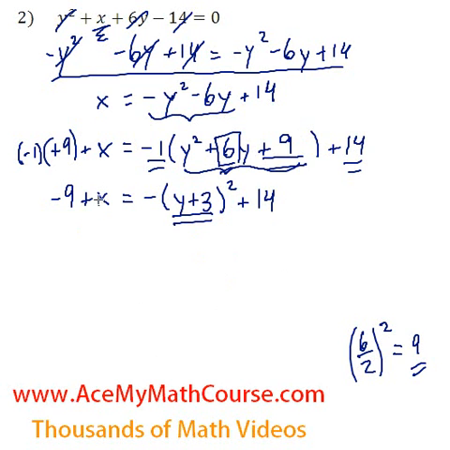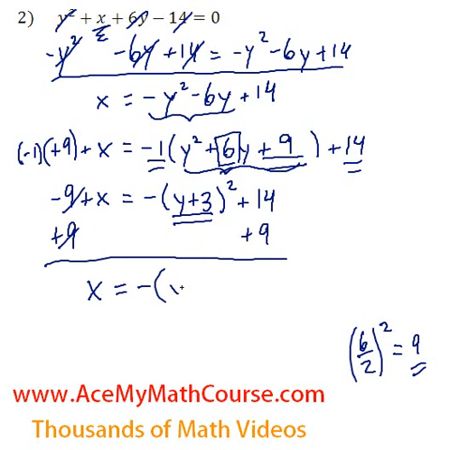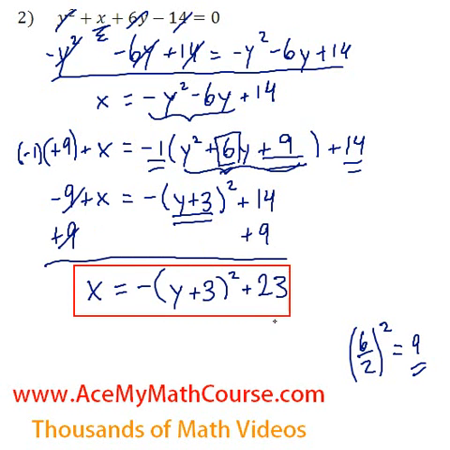Okay, now I want to isolate x completely, so I will add 9 to both sides of the equation. So we're going to have x equals negative y plus 3 squared, plus 14 plus 9, which is 23. And this is it. That is our parabola in standard form. And we're done.